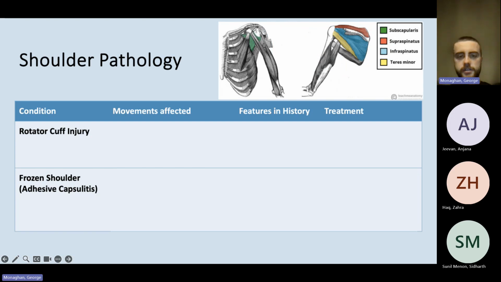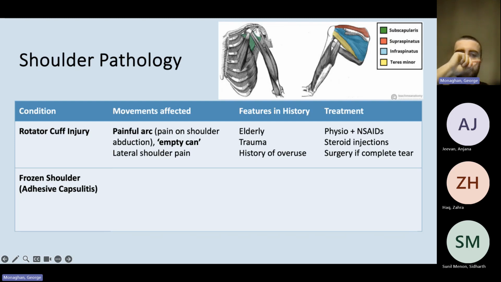We've got shoulder pathologies. Rotator cuff injury. So when you're performing your exam, if you've learned this for a shoulder exam, this will make sense. If not, you will learn it and then it will make sense. So painful arc is pain on shoulder abduction. And it can be in the middle of the arc. So at the start it's fine, and then it goes out, pain, and then it's fine again when it gets near the top. That's where the painful arc is.